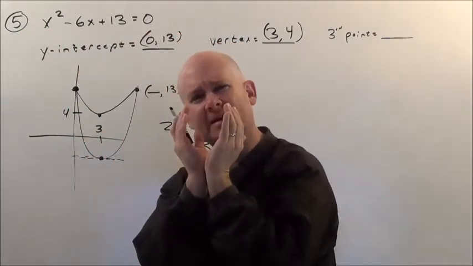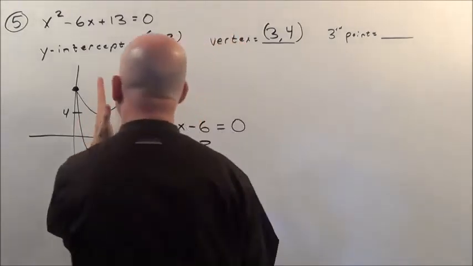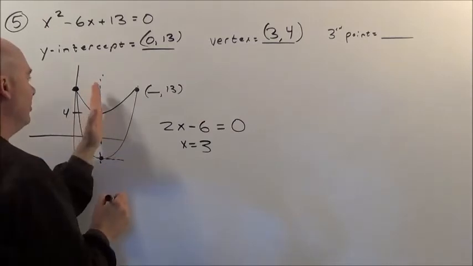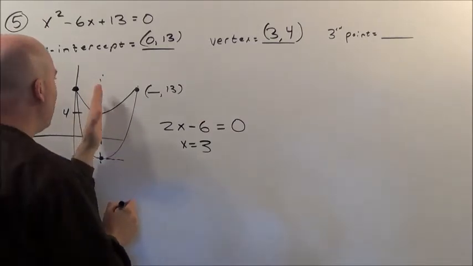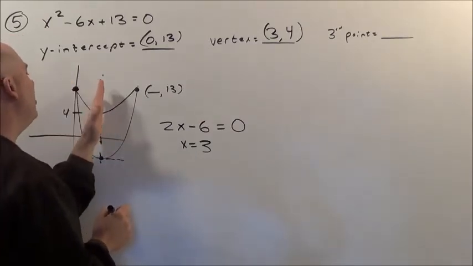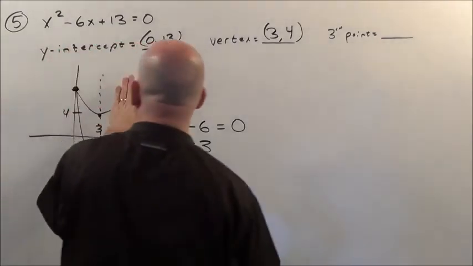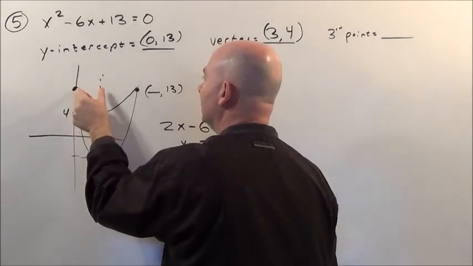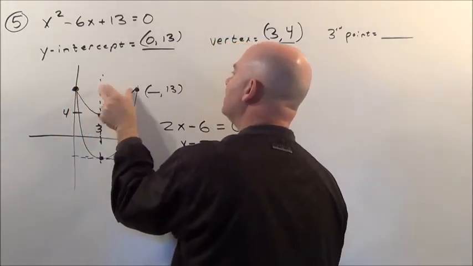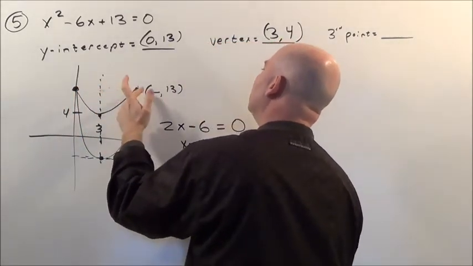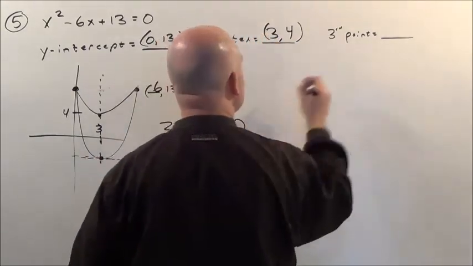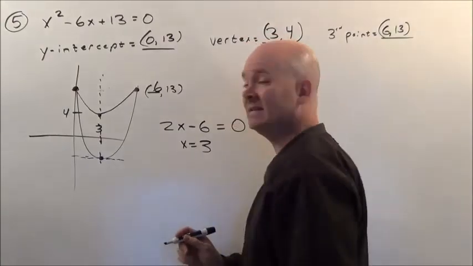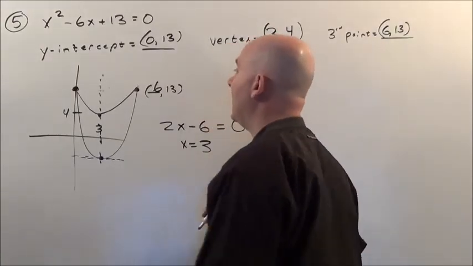Parabolas are perfectly symmetrical. Whatever happens from what's called the axis of symmetry, which in this case is right down the center here at 3 where the vertex is, however far apart points are from this line, they're the same distance on the other side. Well, think about it. This was at 0, 13. Over here to 3, 13. If I jump 3 more, from 3 over, it's going to be 6, 13. There's got to be a third point at 6 comma 13.